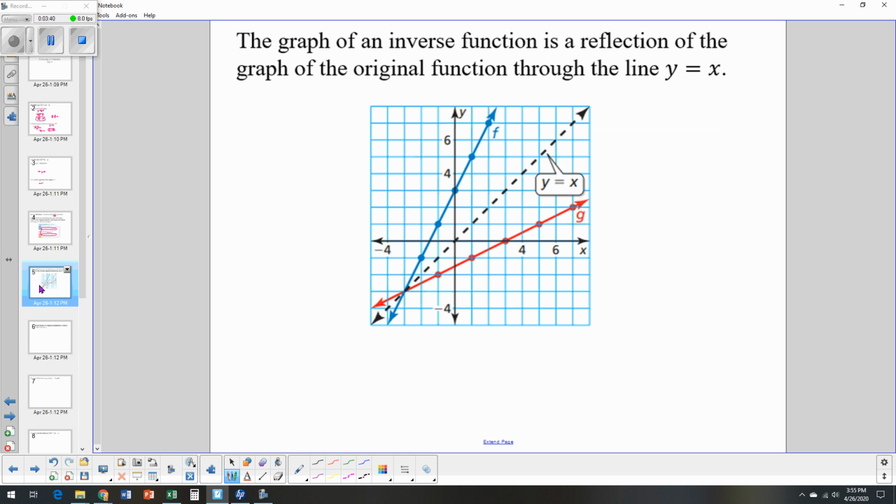Also, the graph of an inverse function is a reflection of the graph of the original function through the line y equals x. So that's this dashed line right here. That's the line y equals x. And if my original function was f, g is my inverse. They are equally distant from the line on either side. Right? It is a true reflection.